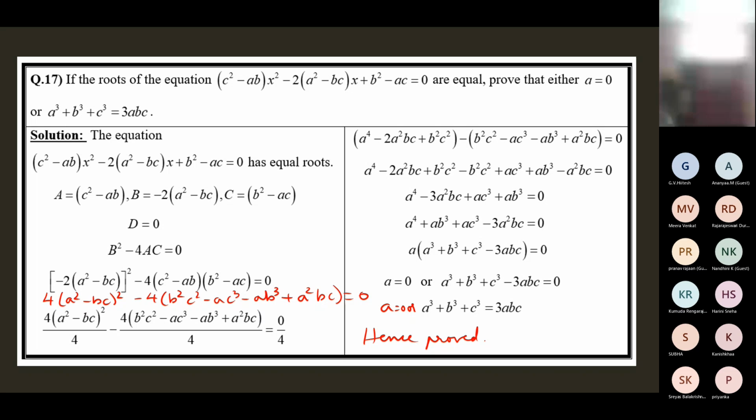Substitute. Divide by 4 throughout to simplify the equation. Then open up the brackets. Simplify the like terms. Look at the result you need to prove. And whenever there is something common, please bring out the common factor. And there it is. You have the result. Taking a screenshot, children? Yes, ma'am.